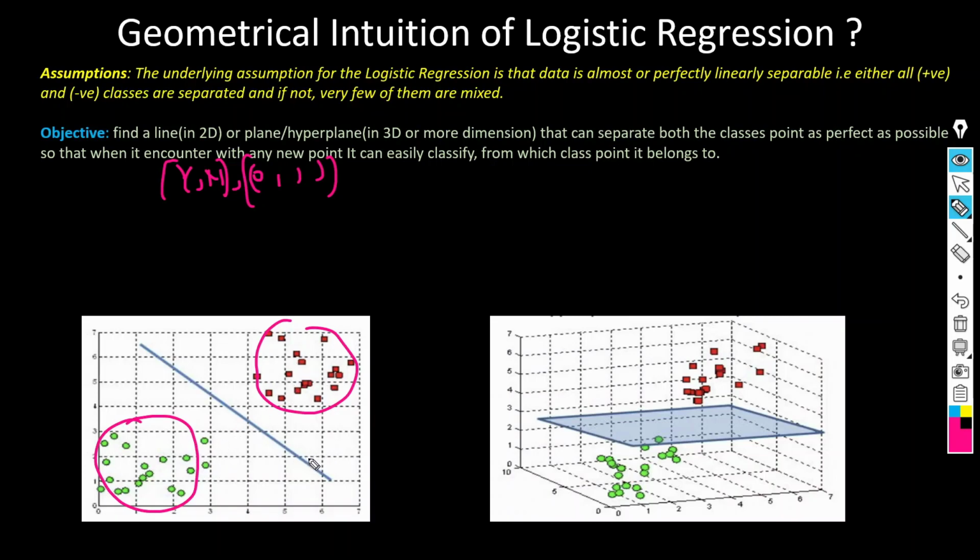For that, if we have 2 dimensions, then we use a line. If we have 3 dimensions, then we use a plane. If we have more than 3 dimensions, then we use a hyperplane. So we have to find the best fit line or best fit plane which can classify these two classes correctly, right? That is our objective, and we are assuming that both the classes are linearly separable. It means if the classes are not linearly separable, then we cannot use logistic regression. In that case, we have to use some different algorithm like SVM.